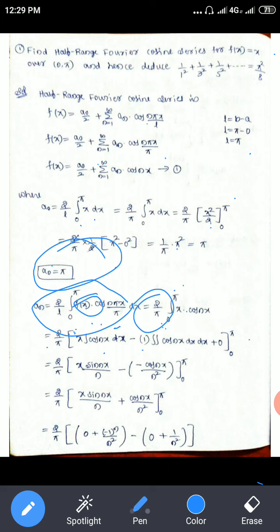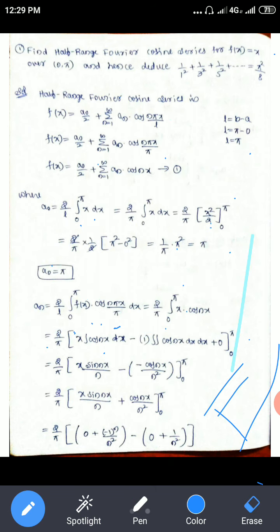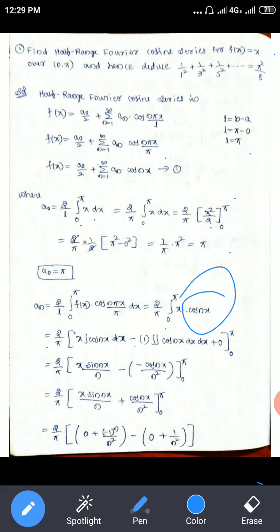Here I'll apply LIATE: first algebraic, next trigonometric, so that one term will reduce to 0. That is the main intention. I'll apply the Bernoulli's rule now. So x into integration of cos nx, minus differentiation of x is 1, into double integration of cos nx, plus differentiation of 1 is 0.